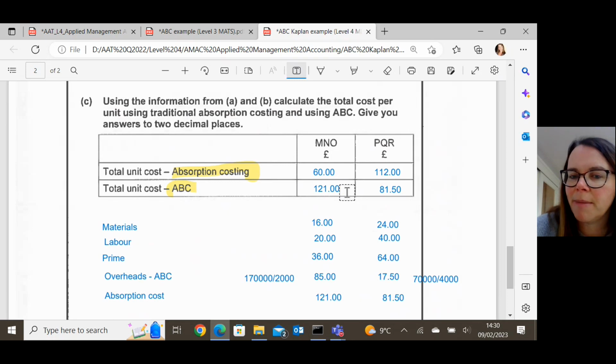So your decision might be, well, it's not worth us making the MNO. We need to focus more on the PQR. So hopefully that's demonstrated clearly to you the difference that it makes by doing it more accurately.